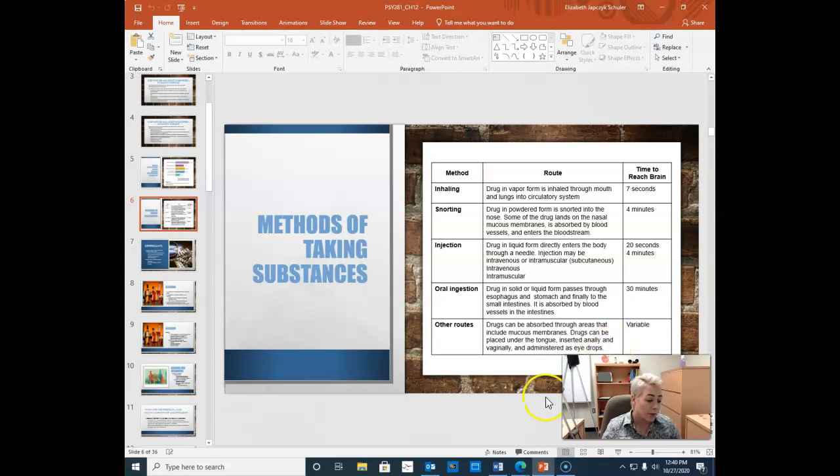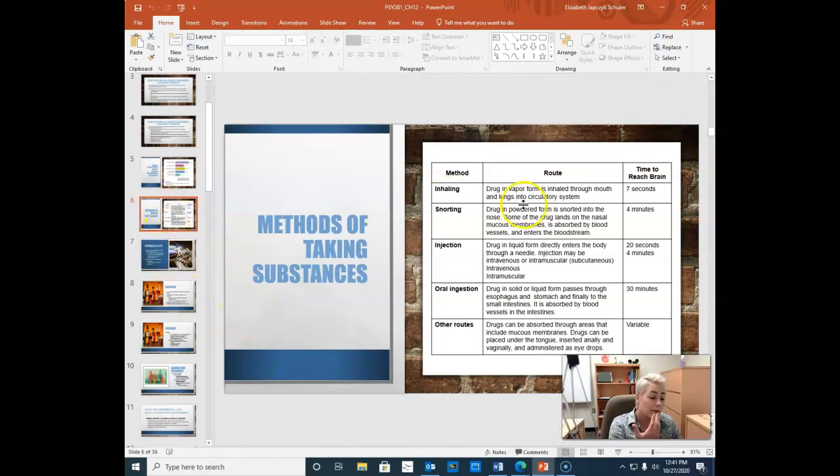Because of the mucous membrane located there, it would enter the blood vessels, the broken blood vessels. So there are many routes, and they can have different effects of the drug. So that's important to remember. There's not just one way to use. There are many ways to use. And so that's why sometimes it's so hard to diagnose substance abuse.